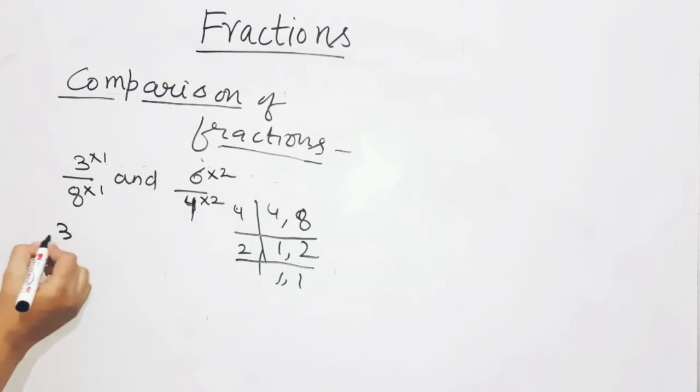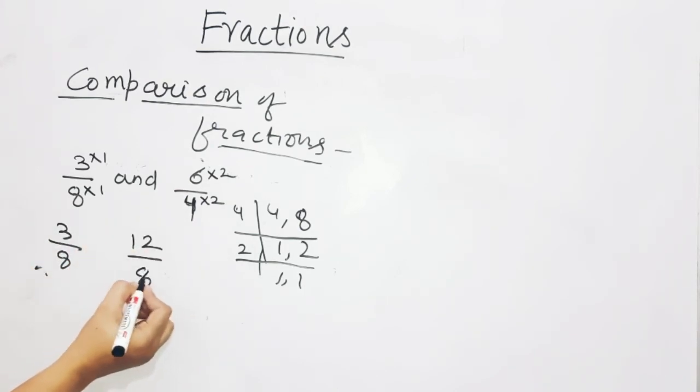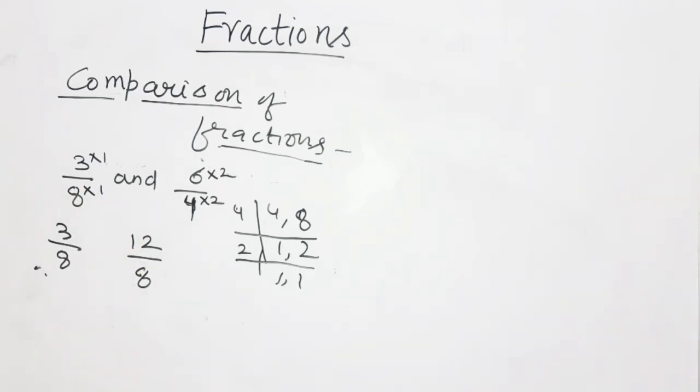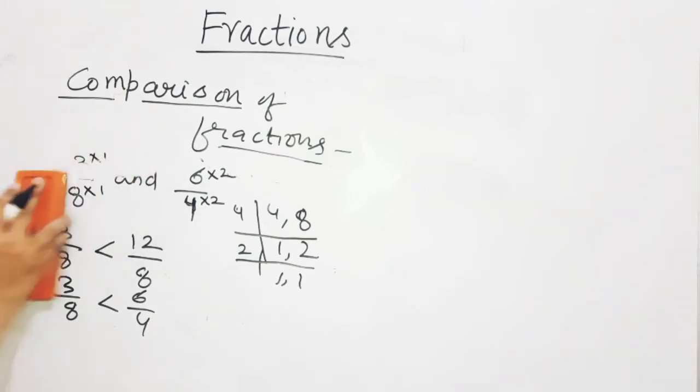So it will be 3 upon 8 and it will be 12 upon 8. Now can we compare the numerators? Definitely, because we have got the same denominators. So this fraction is greater than this. 3 upon 8 is less than 6 upon 4. I hope it is clear. Taking one more example to make you understand.